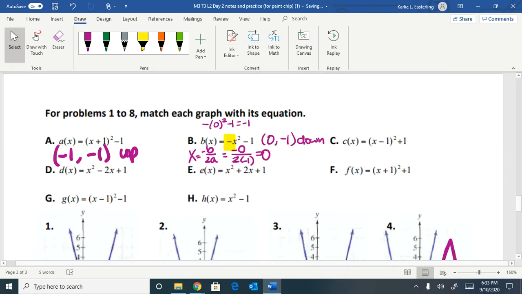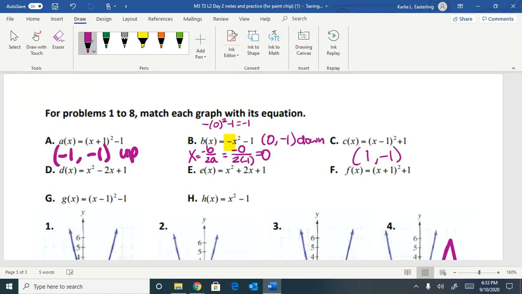All right, so looking at C, I'm probably just going to go ahead and do all of my vertex points, and then we'll go and find all of our answers. So my vertex point here is going to be (1, -1), and our A value here is positive, so this one also is going to open up.